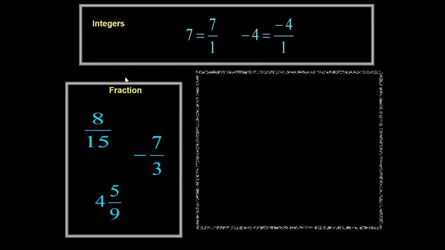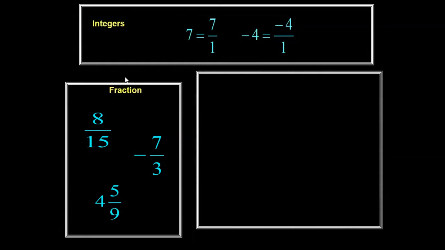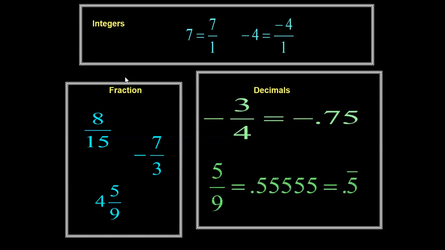Because fractions can be changed into decimals, we also have to include decimals as part of the rational numbers. There are two kinds of decimals that are allowed. The first type is called the terminating decimal. The example is -3/4 equals -0.75. Terminating means it stops at some point. If it doesn't stop, then it must repeat.